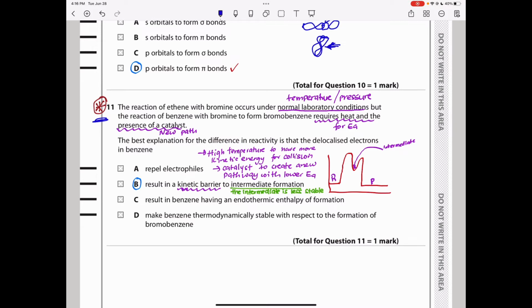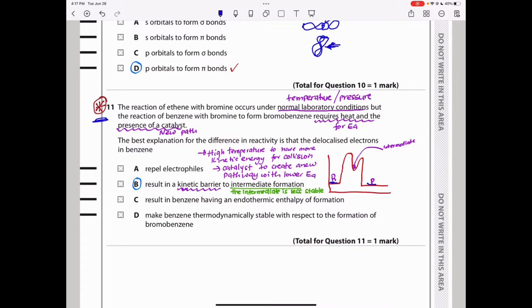So I put some extra explanation. You can see here the reactants and the product, and there is going to be an intermediate formed, that kinetic barrier. This basically prevents the reactant from being converted into product. That is why, when the question asks, the reaction of ethene with bromine occurs under normal conditions, but with benzene we need to heat. Due to the stability of benzene, the kinetic barrier requires the reaction to proceed at a somewhat higher temperature.